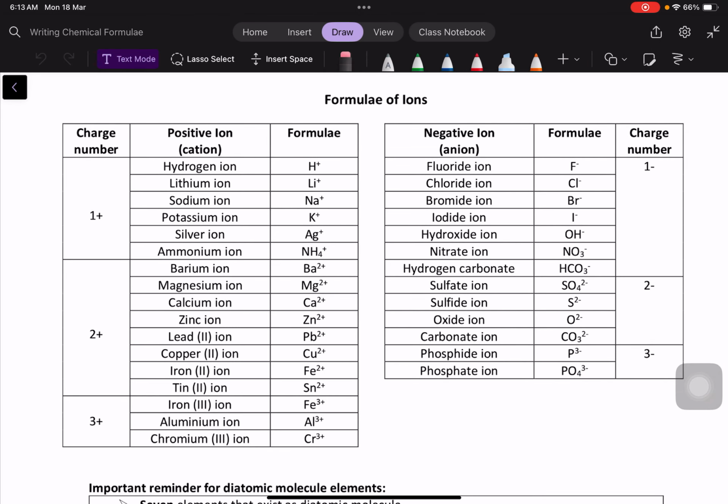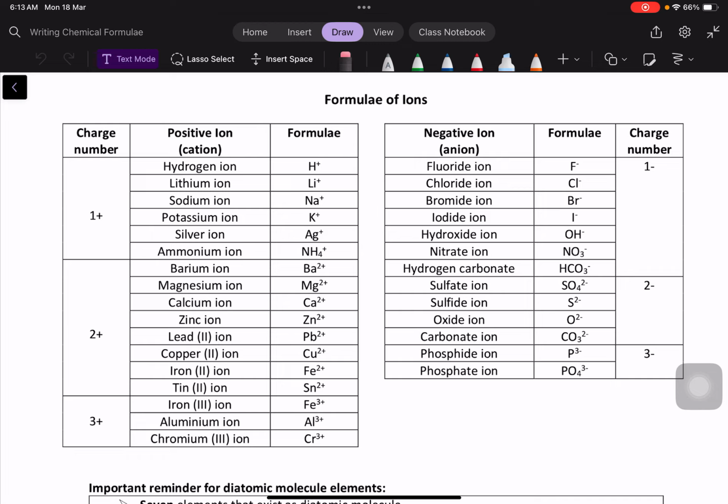This video is to help you write formulas, especially for a beginner. How do you combine charges based on the same number and different numbers? So let's get started. On the screen, what you are seeing is the formula of ions.